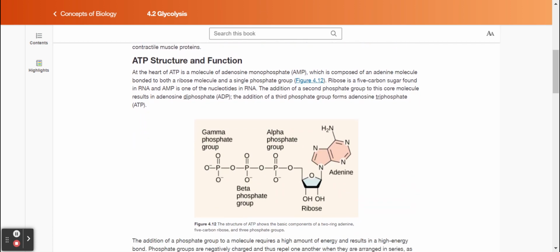ATP structure and function. At the heart of ATP is a molecule of adenosine monophosphate, AMP, which is composed of an adenine molecule bonded to both a ribose molecule and a single phosphate group. Ribose is a 5-carbon sugar found in RNA, and AMP is one of the nucleotides in RNA.